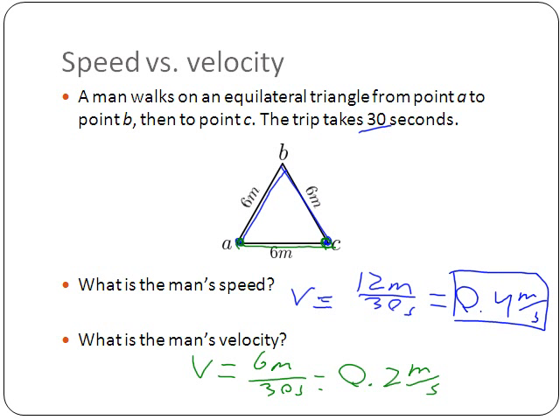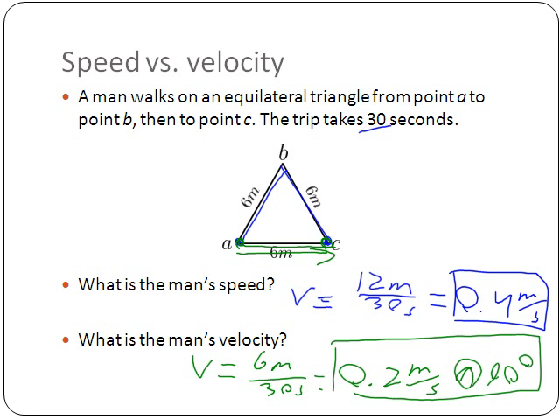But since velocity is a vector, we also need to know direction. In this case, he went from A to C, in this direction, that's going to be at a heading of 90 degrees. And so that's how you would work out two separate speed versus velocity problems. Same circumstances, but we have a difference between our velocity, which is a vector, and our speed, which is a scalar.